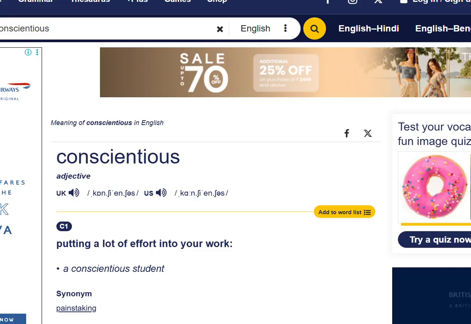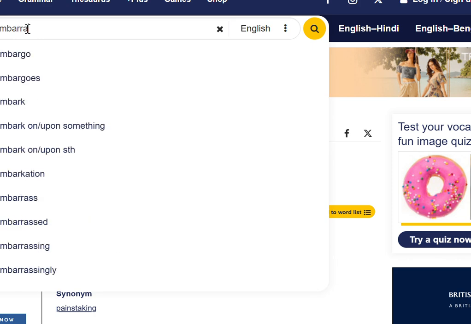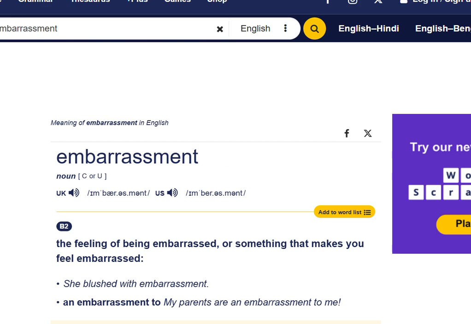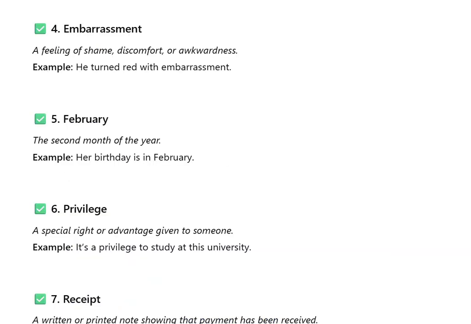How many of you know this word, embarrassment? This is also a mostly misspelled word. Please make sure you also learn the spellings. When you learn a word, you have to know how to use the word, everything.